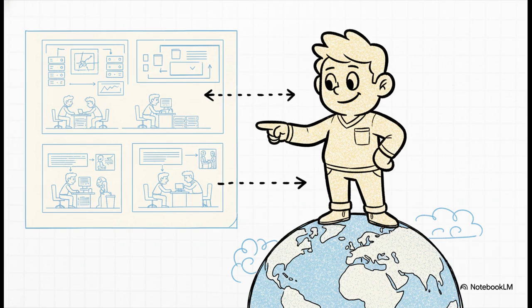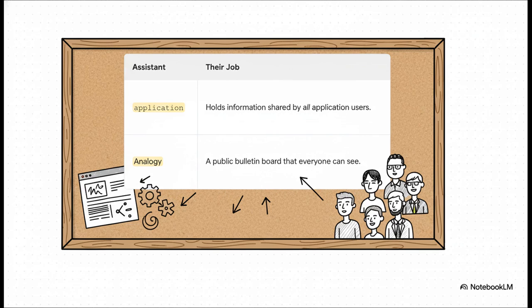And finally, there's the assistant who's always thinking about the big picture. This one is called Application. The application assistant holds information that needs to be shared with every single person using the website. We're talking about things like a visitor counter or maybe some general settings. It's just like a public bulletin board in the workshop lobby. Anyone who comes in, no matter who they are, can see whatever's posted on it.